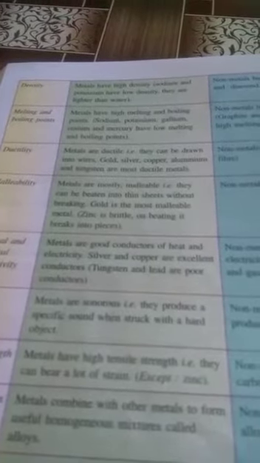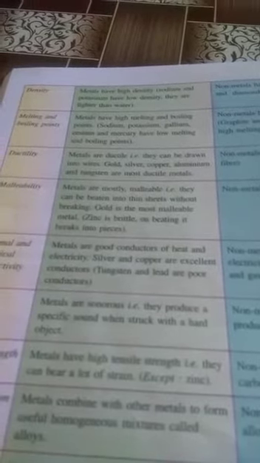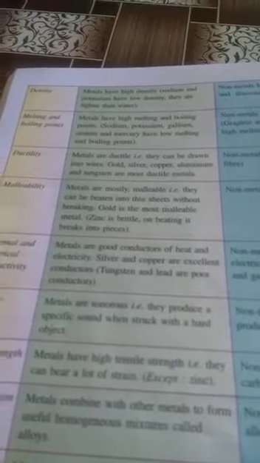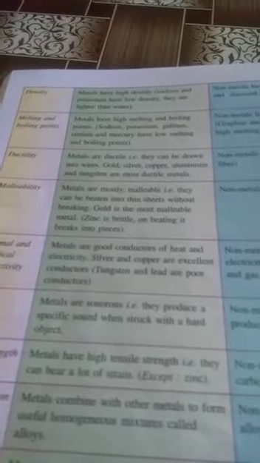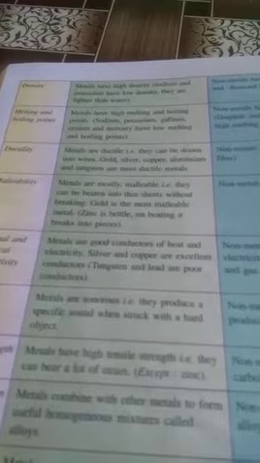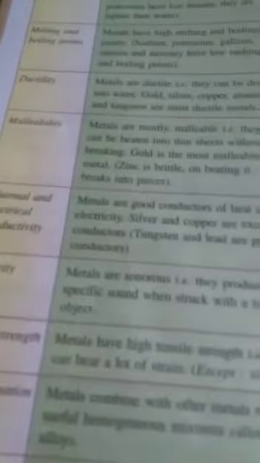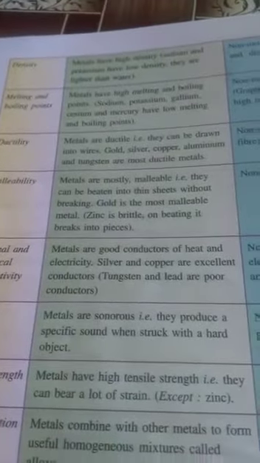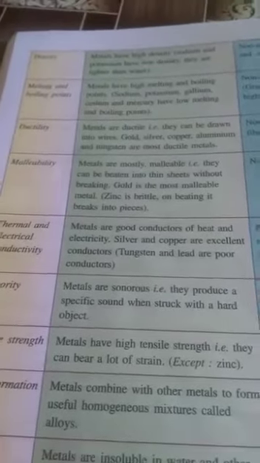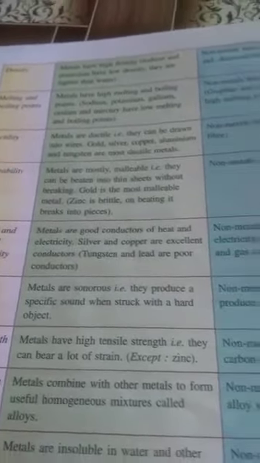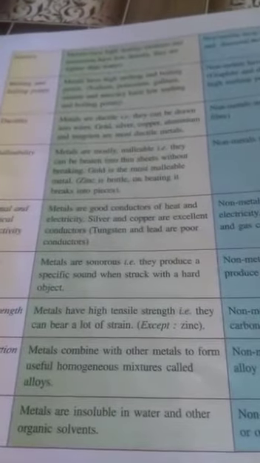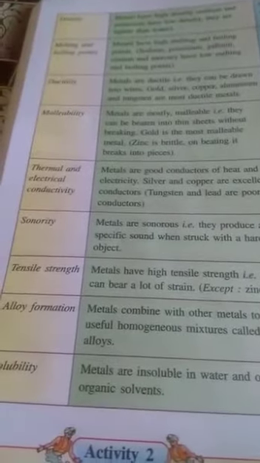Ductility. Ductility is the ability by virtue of which metals can be drawn into wires. So you might have seen aluminium wires, iron wires. So metals can be drawn into wires while non-metals can't be drawn into wires. Malleability, we have already seen in that activity, metals are malleable and non-metals are brittle.